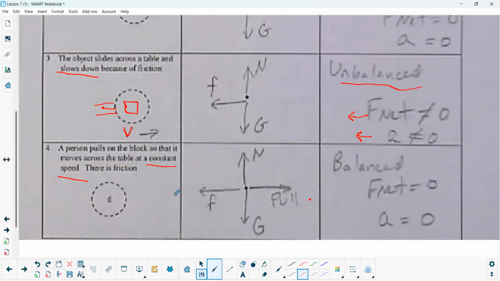So that's an overview of reviewing how to do free body diagrams and how you can look at free body diagrams and tell whether, based on the description and the situation, an object is balanced or unbalanced. And that's all about: does the motion change or does it not change?